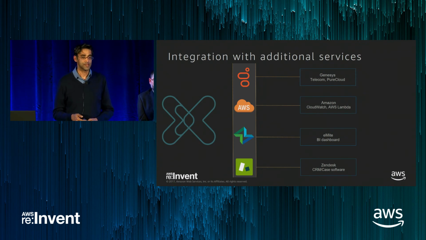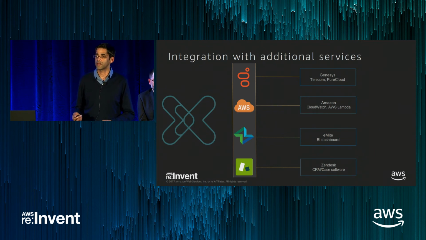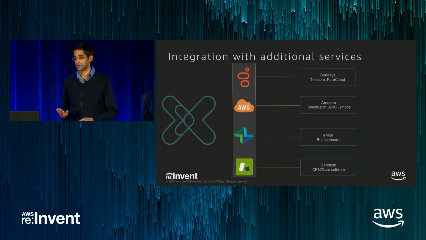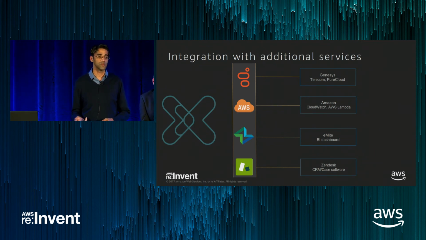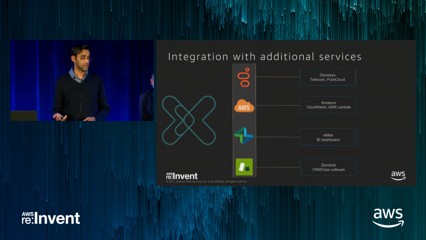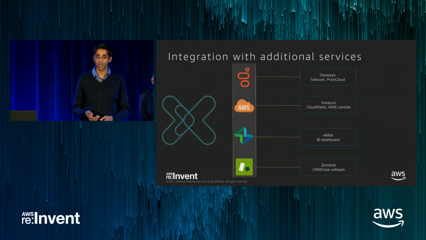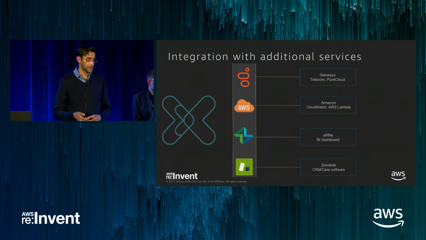So Lex natively integrates with AWS Lambda, and through Lambda, you can integrate easily with other services, AWS services as well as non-AWS services. One of the examples is you can integrate with CloudWatch and DynamoDB on the AWS side. In the broader ecosystem, you can integrate with CRM software, for example, with Zendesk, and that's how we integrated with eMight as well.